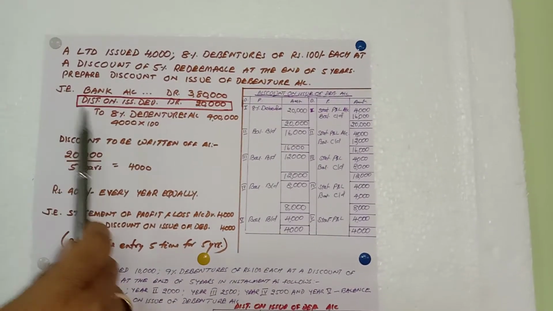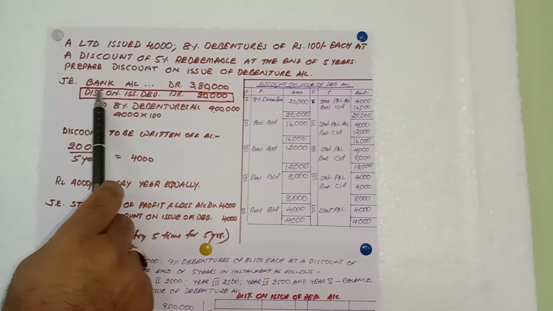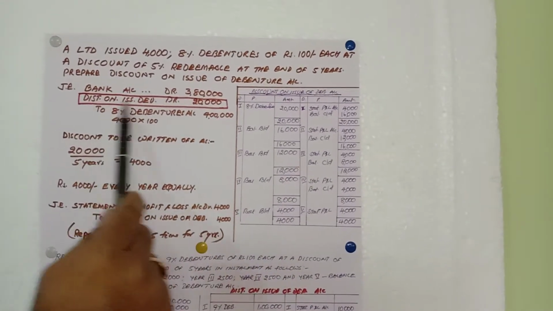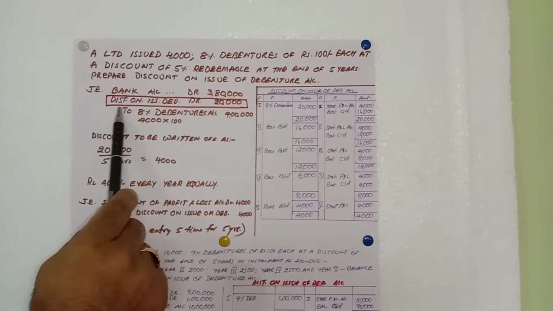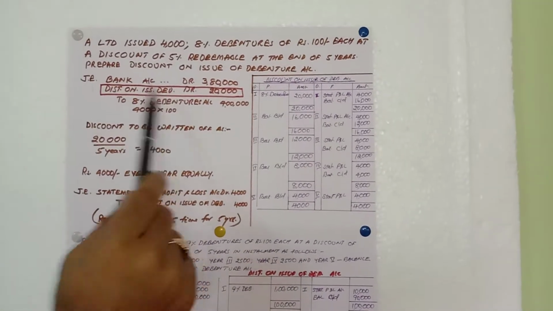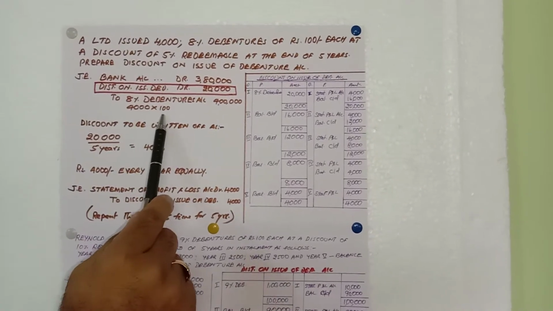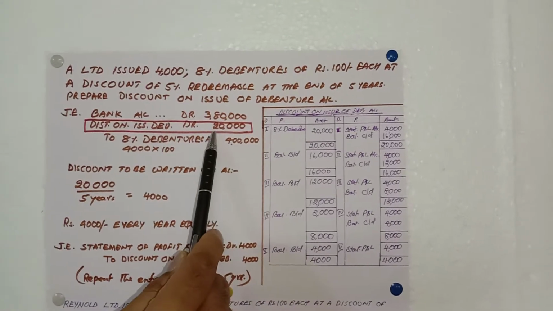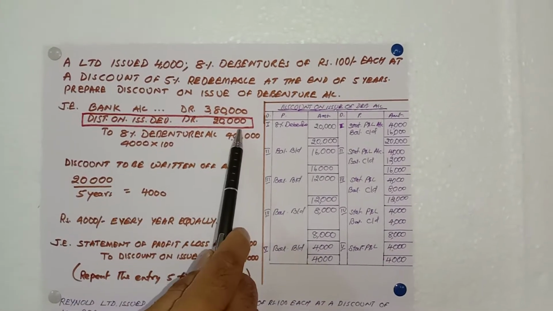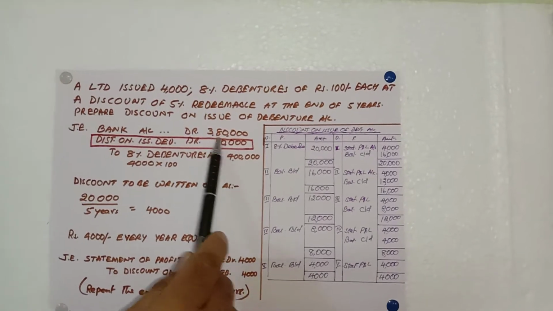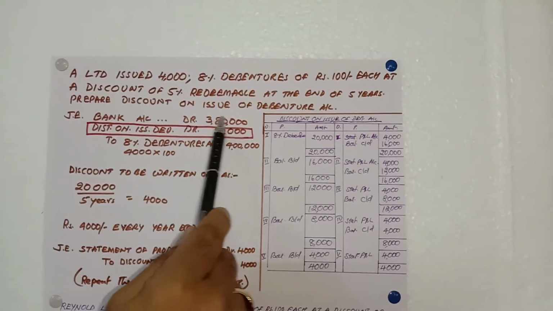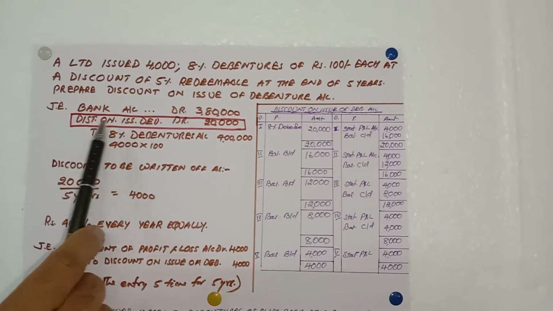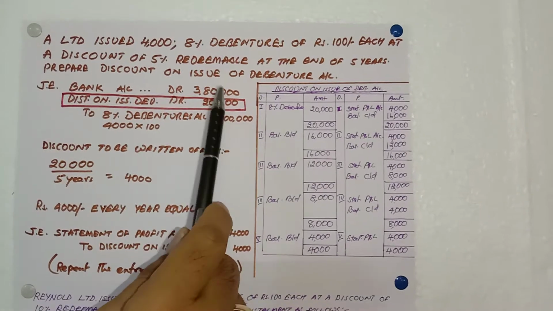So let's write the issue journal entry. Money is coming in, so debit bank. Debentures are going out, so credit debentures, and the difference in between is taken as discount on issue of debenture. Now 4,000 into 100 rupees face value is 4 lakhs. On this 5% will be 20,000 rupees, so put it as discount on issue of debentures, and the difference, 3,80,000, is taken over here. Now this is the concept. The discount on issue of debenture is 20,000 rupees.